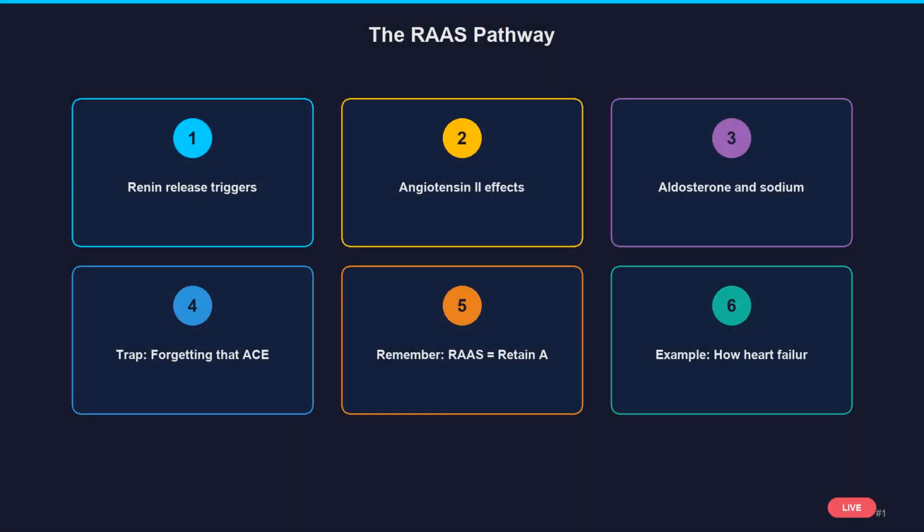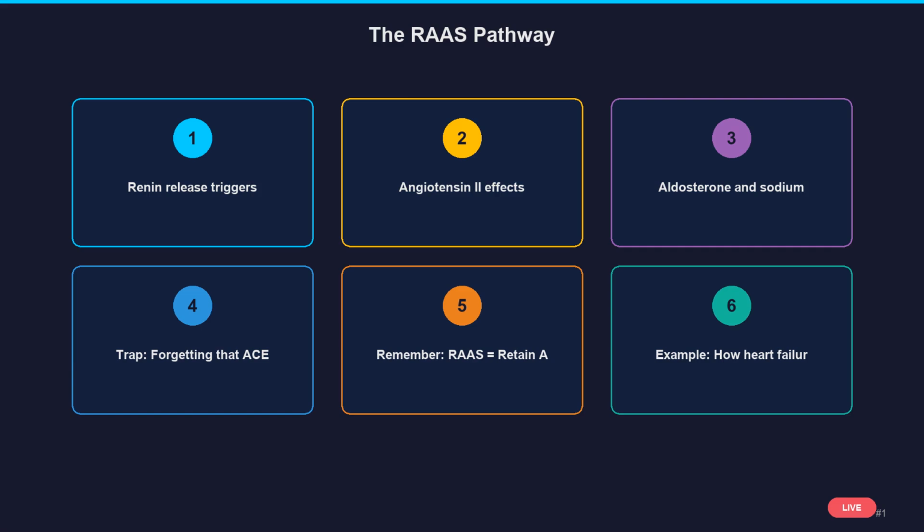So, watch this. Imagine the body detects a drop in pressure like a leaky pipe in a basement. It doesn't just fix the leak, it panics and turns the water pressure up to maximum. This is the RAAS loop. It's a cascade where one signal triggers the next, eventually leading to salt retention and squeezed vessels.